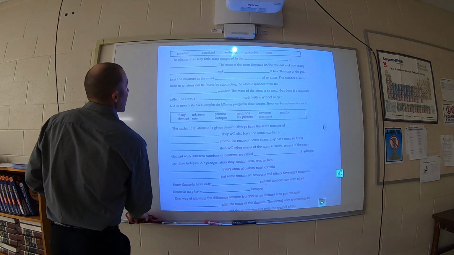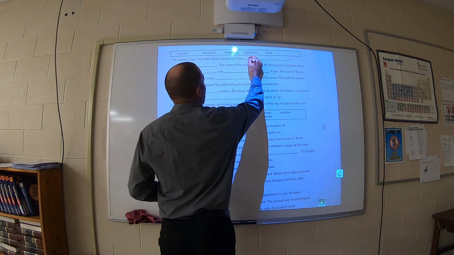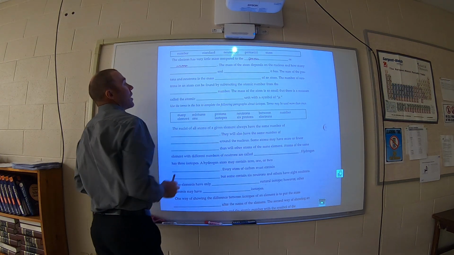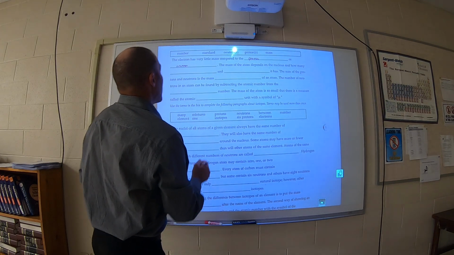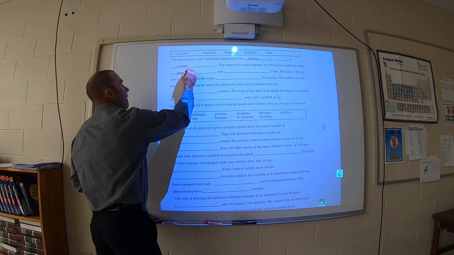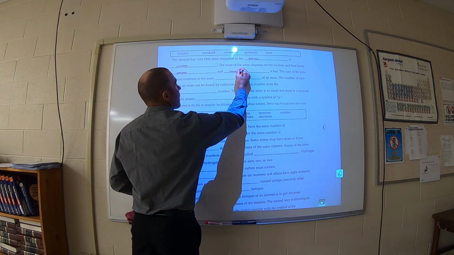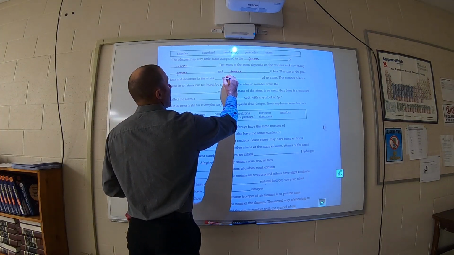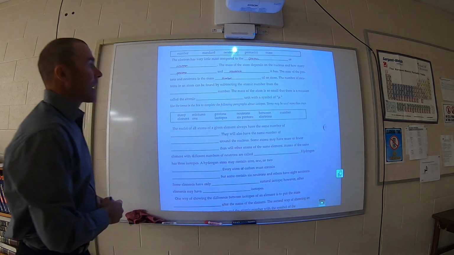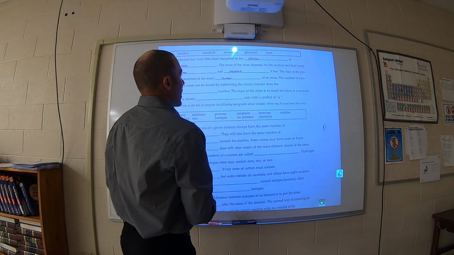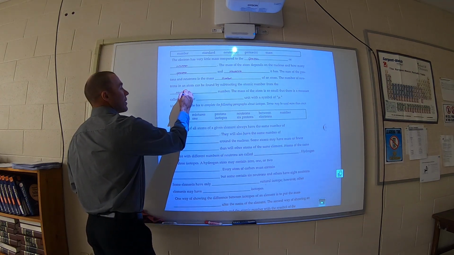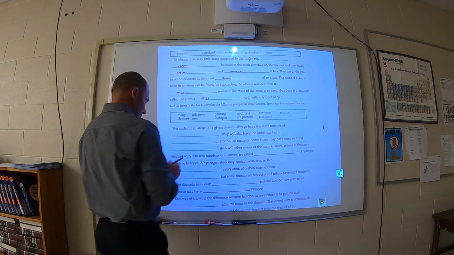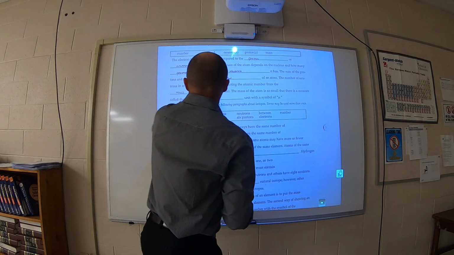All right, it says the electron has very little mass compared to the proton or neutron. The mass of the atom depends on the nucleus and how many protons and neutrons it has. The sum of the protons and neutrons is the mass number of an atom. The number of neutrons in an atom can be found by subtracting the atomic number from the mass number. The mass of the atom is so small that there is a measure called the atomic mass unit. So I'm going to erase this and move it up. We'll do the bottom part.